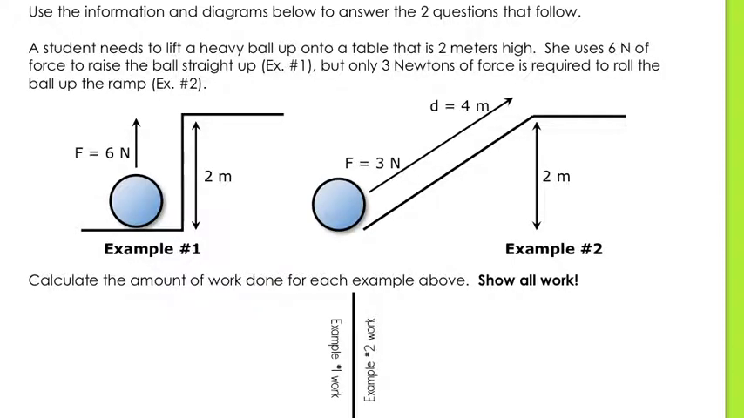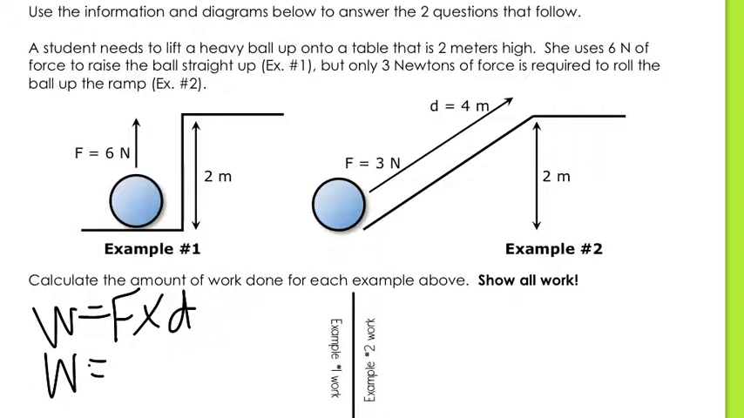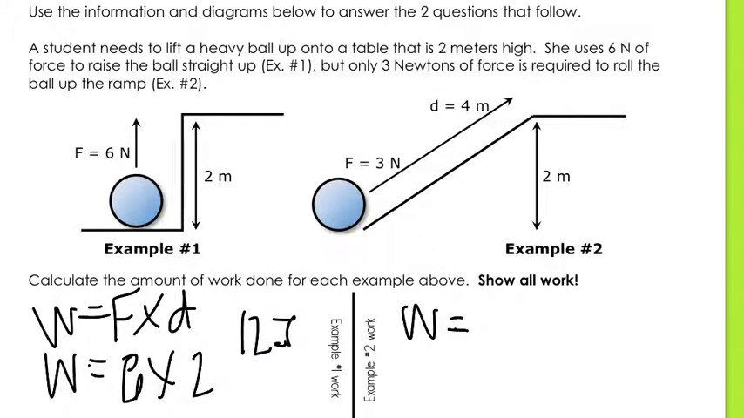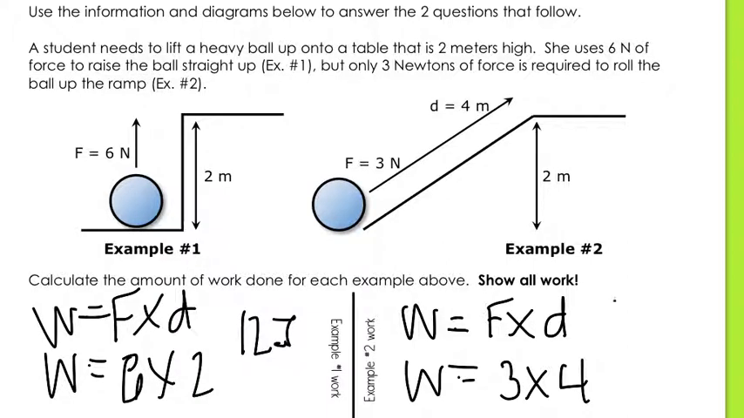So for your first example, work equals force times distance. Your force is 6 newtons times 2 meters, so that gives you 12 joules of work. Second example, work equals force times distance. So your force this time is 3 newtons, and you're moving this one 4 meters. So your work is also 12 joules. You're doing the same amount of work, you're just doing it in different ways with different amounts of force.